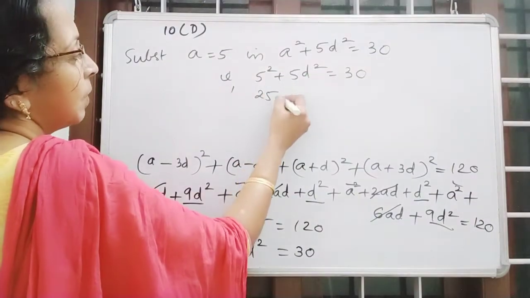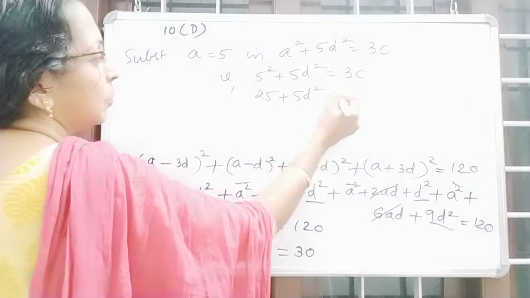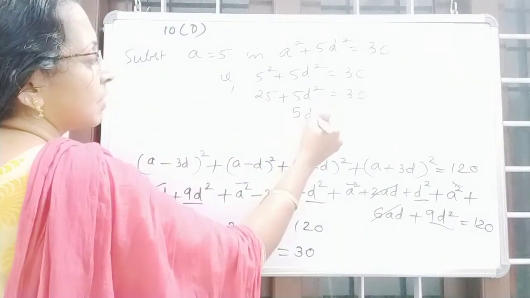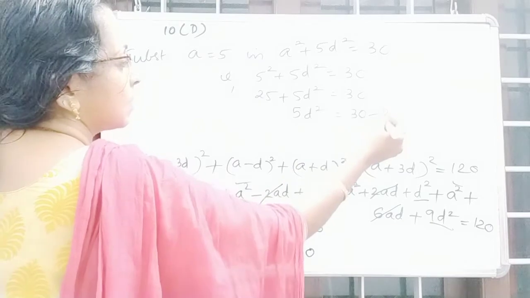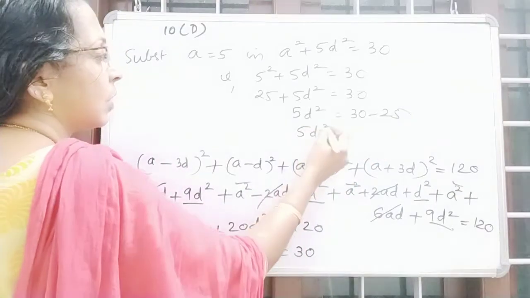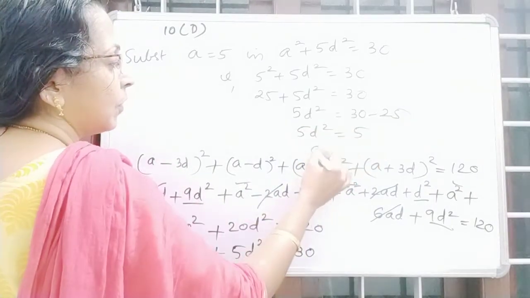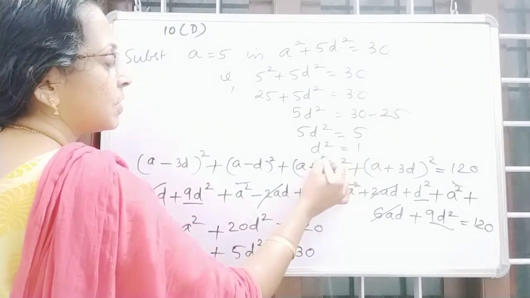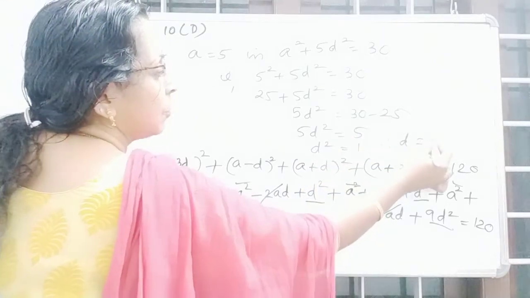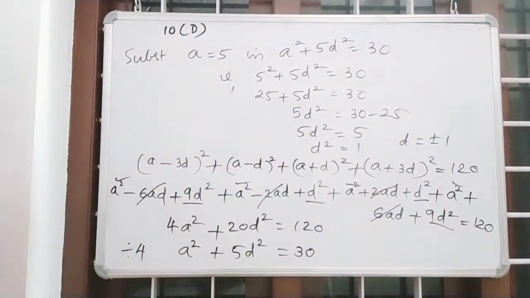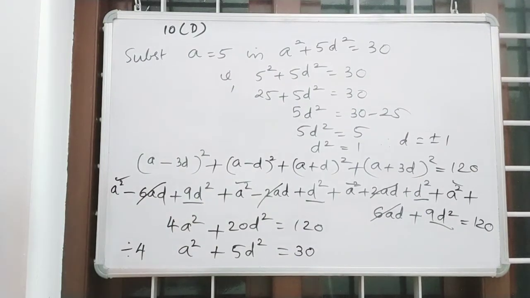So 25 plus 5D square is equal to 30. So 5D square is equal to 30 minus 25. 5D square is equal to 5. Therefore D square is equal to 5 by 5, which is equal to 1. Therefore D is equal to plus or minus 1. We got D as plus or minus 1.